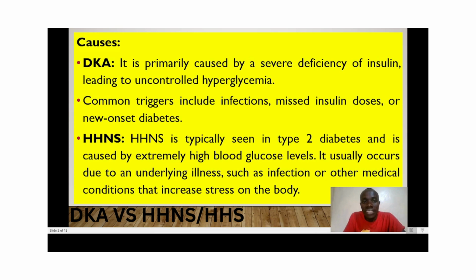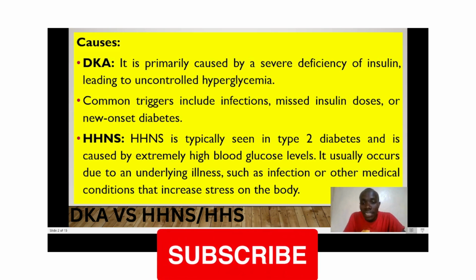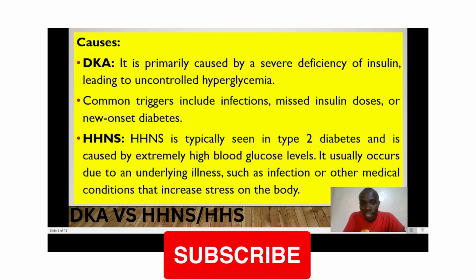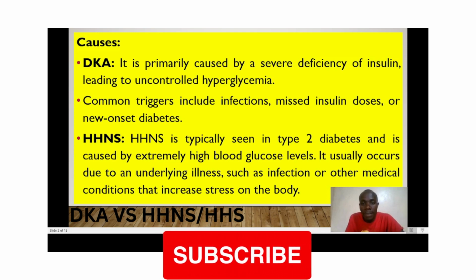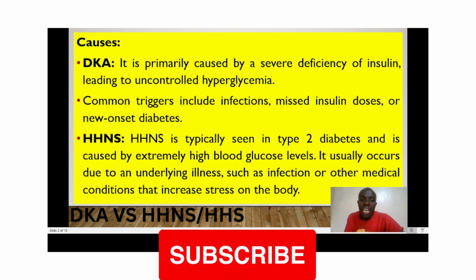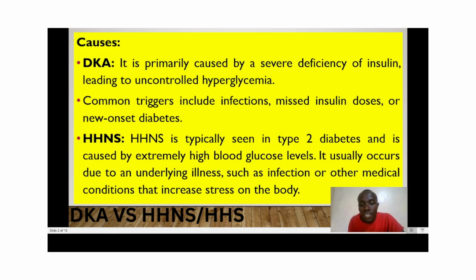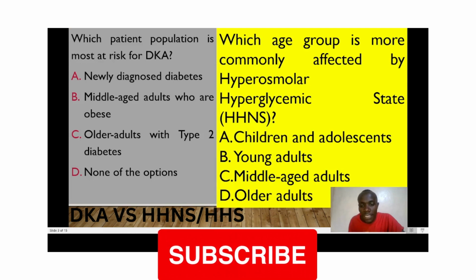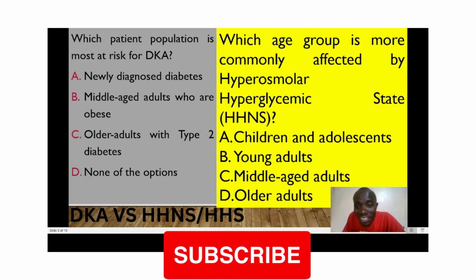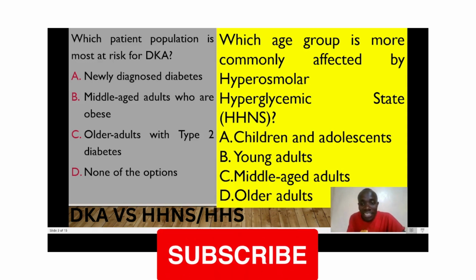So what triggers this DKA? We are saying one of the major causes is infections. We could also have missed insulin doses or new onset of diabetes. For HHNS, it is typically seen in type 2 diabetes, and it's due to underlying illness such as infection and other medical conditions that could increase stress. Okay, so what is the common denominator in both cases? Infection, guys. Infection will cause this DKA, okay? That is the major trigger.